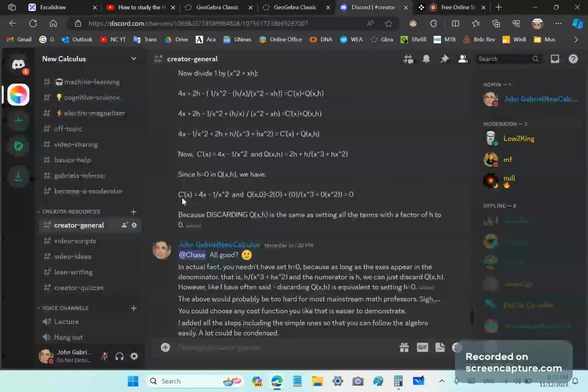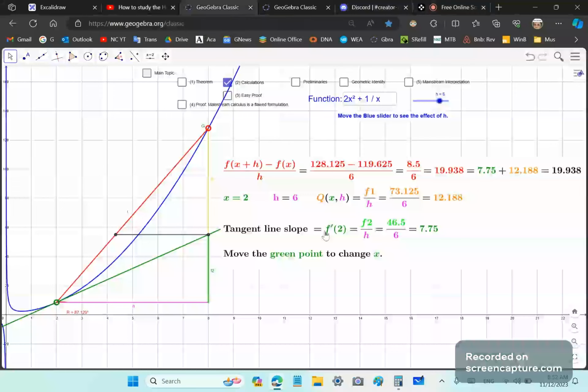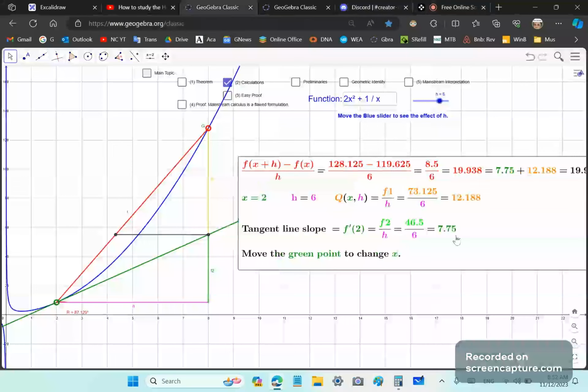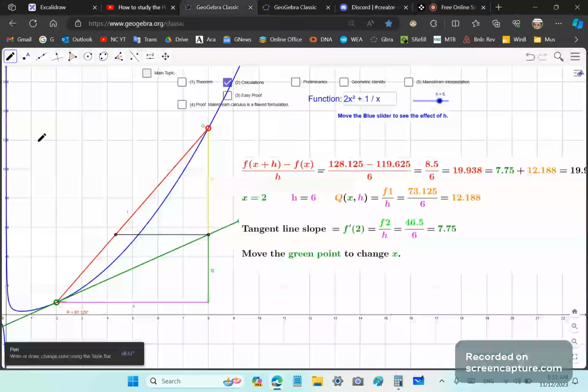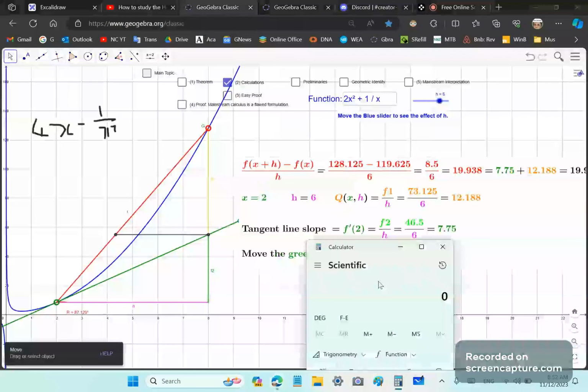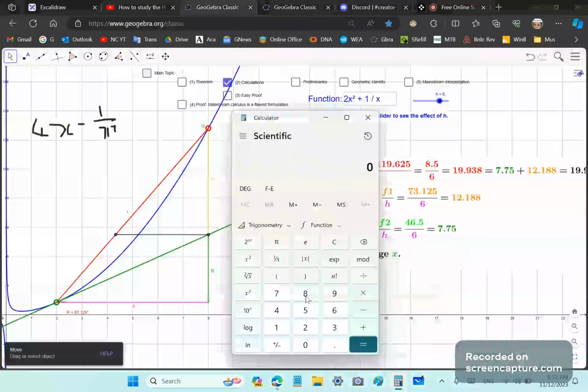So the derivative is easy. The derivative is just simply this length of f2 divided by h, and we get 7.75, right? Let's write out the derivative: it will be 4x minus 1 over x squared, and we get that from this formula here. So if we take the derivative at 2, it will be 4 times 2, which is 8, minus a quarter, which is 7.75 as expected, okay?